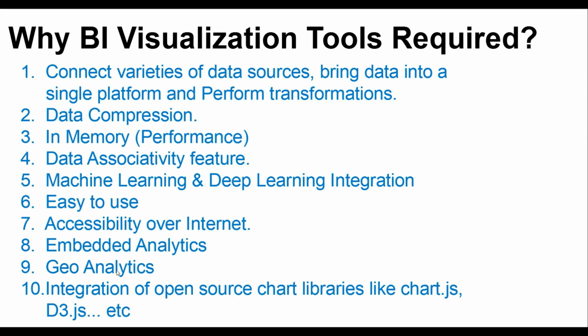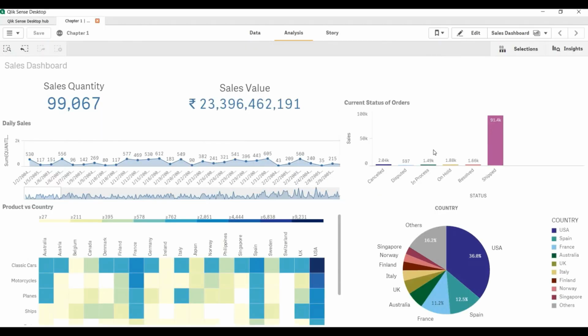Okay guys, now let's move to the next feature, that is data associativity. Data associativity is a very useful feature that helps the user interact with the dashboards, applications or visualizations and perform their analysis. So let me open my ClickSense dashboard. Okay, do you see this dashboard? I can interact with each and every object of this.